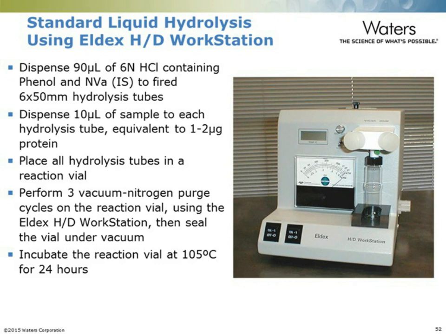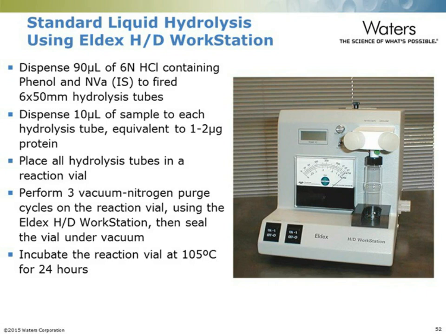After you put the HCl in the tube, you add the samples to each hydrolysis tube, a small number of micrograms. All the hydrolysis tubes go in the same reaction vial with a volume of liquid in the bottom of the vial. You purge the vial with nitrogen and then evacuate it and seal it under a vacuum after the third purge with nitrogen. This entire vial then is placed in the oven that's built into the back of this device at 105 degrees for 24 hours, which would be the most common conditions.